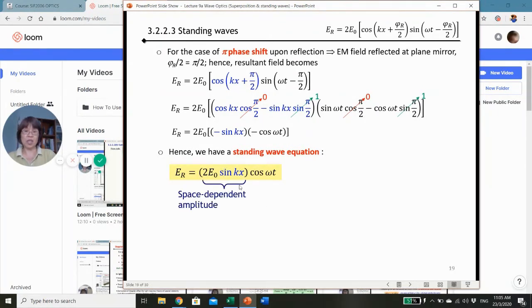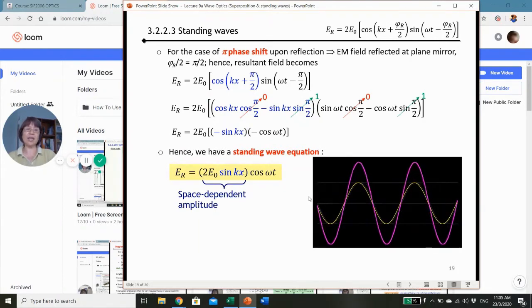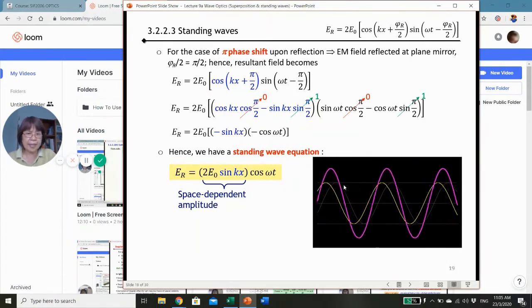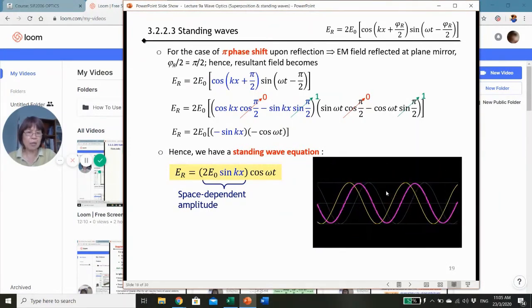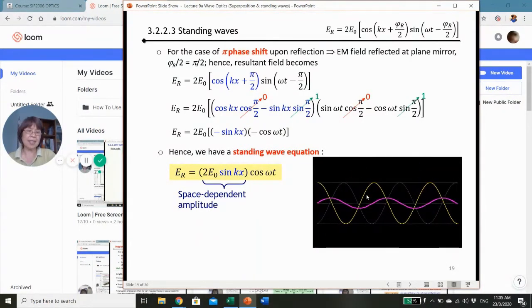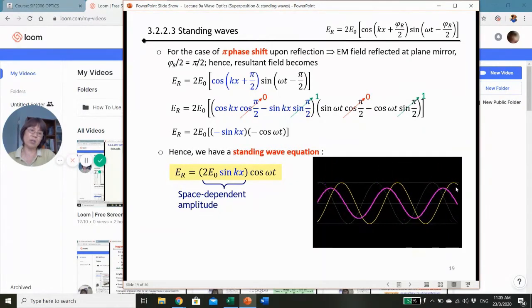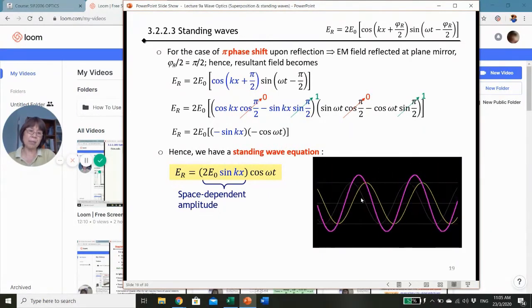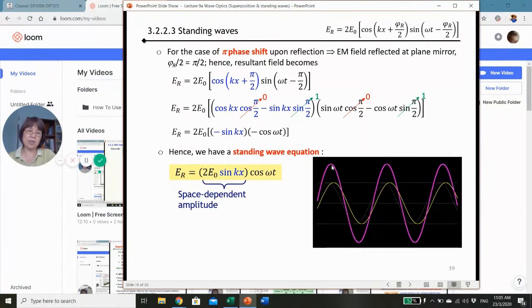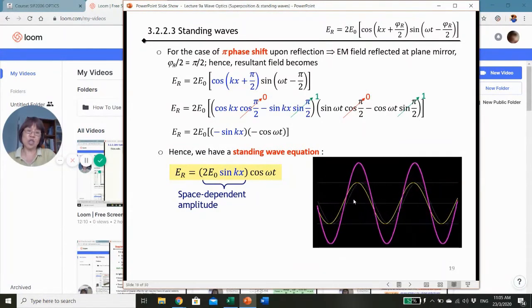So this part here is the space-dependent amplitude. All right, so this is how it looks. We have this light green, which is very pale here, moving to the left, and the yellow one, which we can take to be the reflected wave, of equal amplitude, and the pink one is the resultant. You see, it's changing with time.